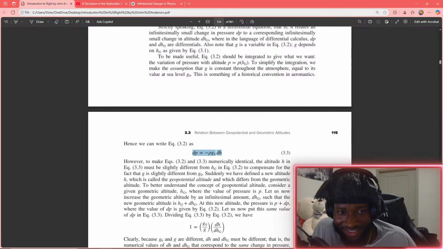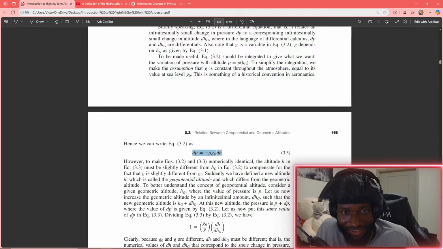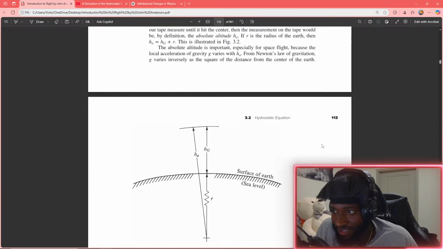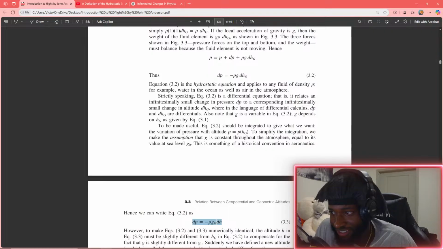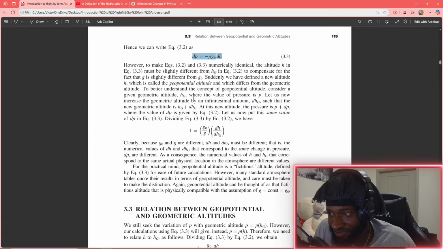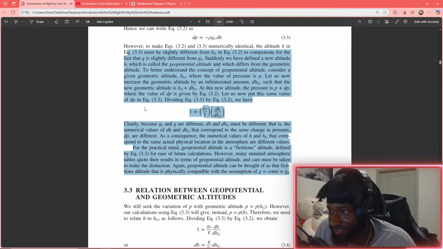Our geometric altitude is just the altitude from wherever we are to the surface of the Earth, if that makes sense. And the definitions are right back up here. So h_G is from wherever we are to the surface of the Earth. h_a, which is our absolute altitude, is our geopotential altitude plus the radius of the Earth. And then h is our geopotential altitude, but I'm still trying to figure out what that means. Because he essentially wrote all this just to define geopotential altitude, and it makes no sense.